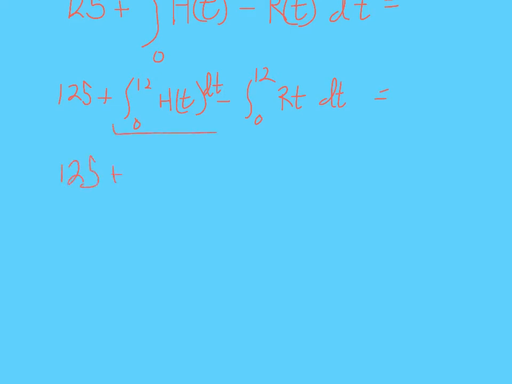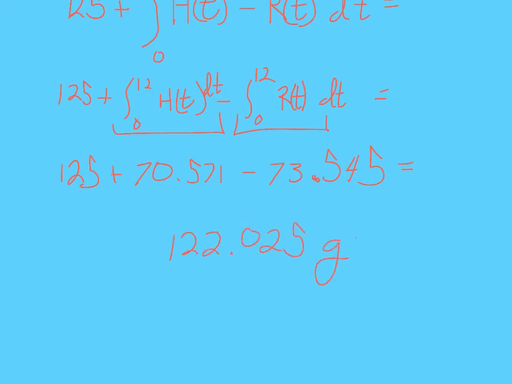In part A, we did this part. That was 70.571. And then now we're just going to subtract how much we removed. So really all I have to do is punch r of t into my calculator and take the integral from 0 to 12. So I've done that, and I get 73.545. So I'm now going to put all of these pieces together, and I get 122.025 gallons.